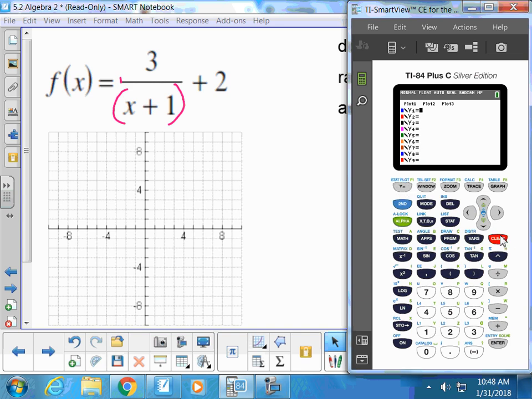All right, let's enter this together so we enter it correctly. 3 divided by parentheses x plus 1. Close that parentheses off, though. Keep that denominator as a group. Plus 2.